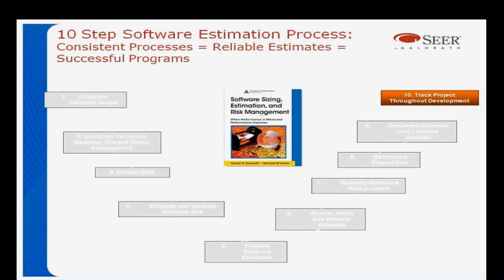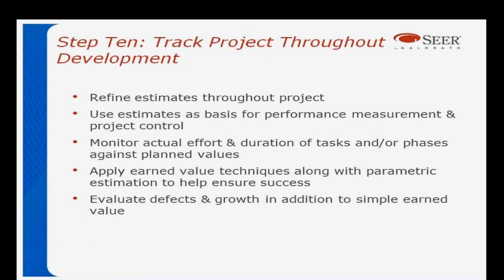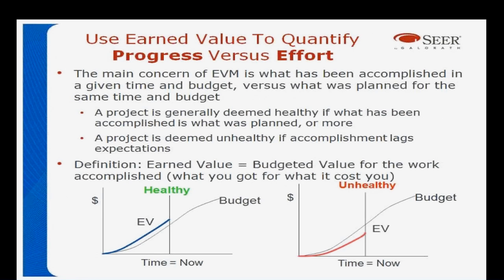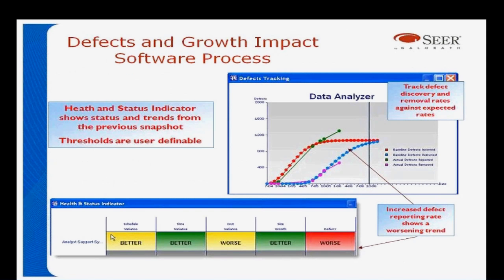Step 10, track the project throughout its development. Again, the estimate gave us a baseline, and as the project progresses, we can see how we're doing compared to that baseline. The useful thing about this is, if we're not on track, using management capabilities to go in and find out what's wrong and figure out ways to fix it. Traditionally, you can look at a program and see if it's healthy or not based on how it's performing compared to the plan or budget.